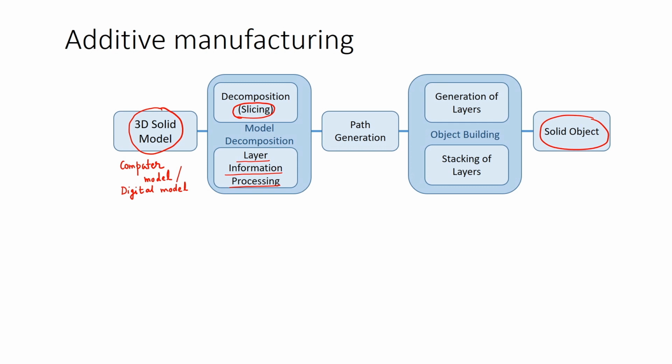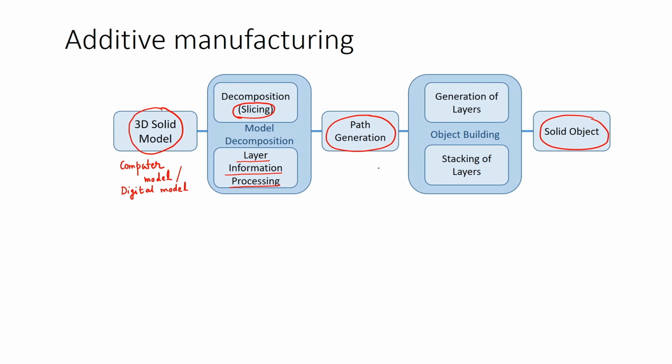Then the information about the layers will be processed and the path will be generated. This path is nothing but the relative motion between the tool in the generative manufacturing process and the work part. We will be seeing one example of additive manufacturing in the later slides.